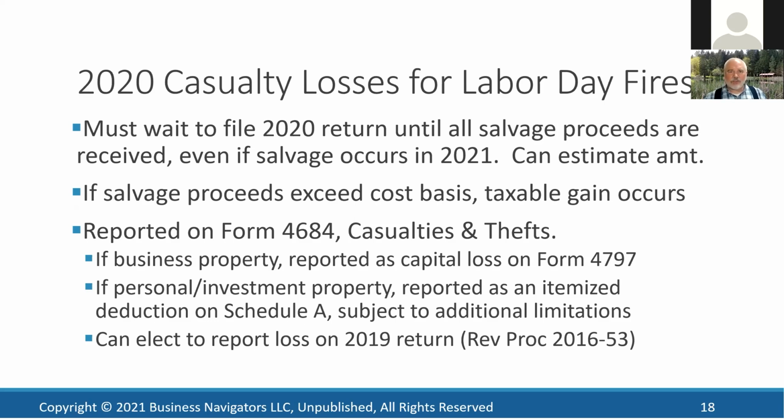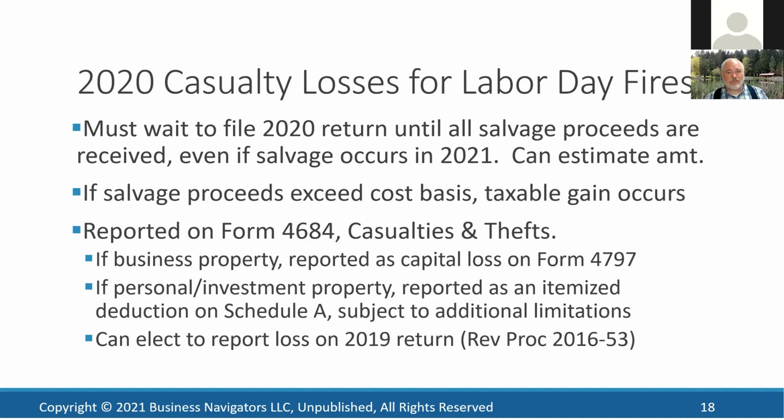If you're still doing salvage logging after October 15, you basically just have to estimate how much proceeds you think you're going to get in after that, and then you file the return. And if the number is significantly different, then you actually have to go back and amend the return once you get all the information.